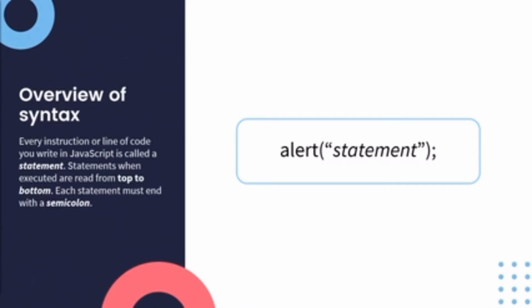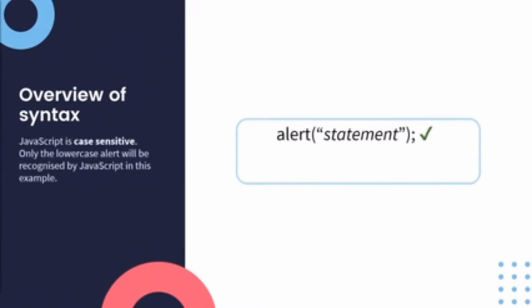And again, what we have here is a simple alert statement. And if we had to run this statement in our IDE, this would just throw a pop-up out into our browser window saying something like statement, okay? So this one line of code that we have here, again, we refer to this as a statement.